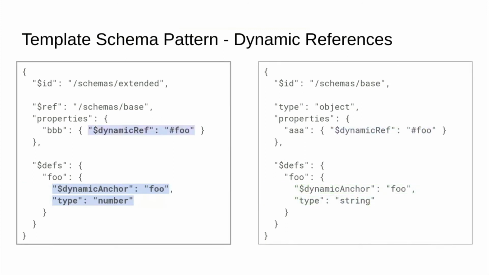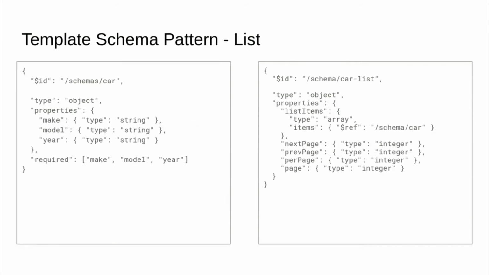When it's done evaluating the base schema, evaluation moves back to the extended schema. The dynamic reference here resolves to the local dynamic anchor, which makes the B property a number. This was a strange and meaningless schema, but hopefully it was simple enough to get the idea across, so it makes enough sense when we see these keywords in the template schema pattern.